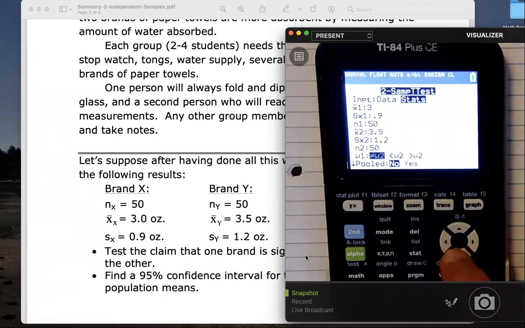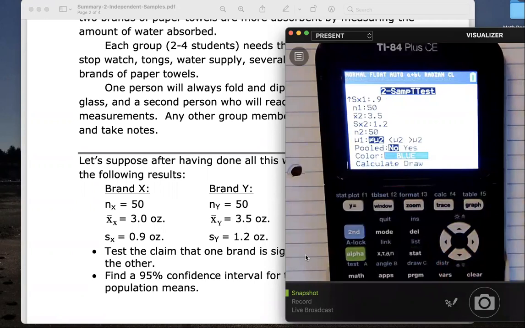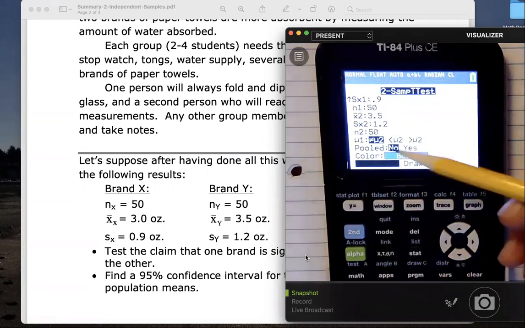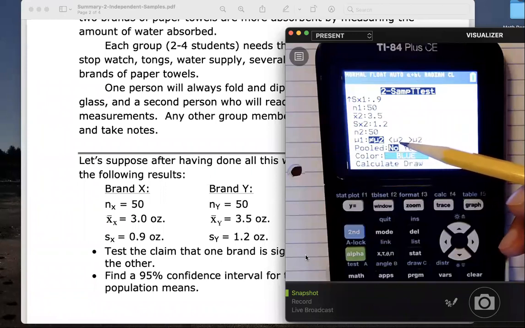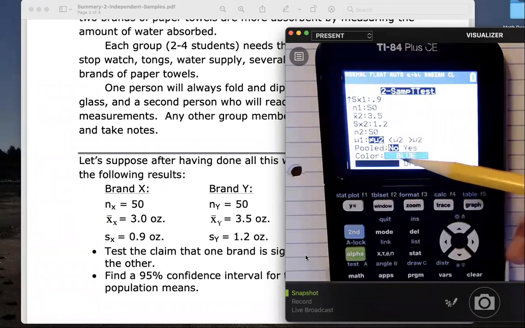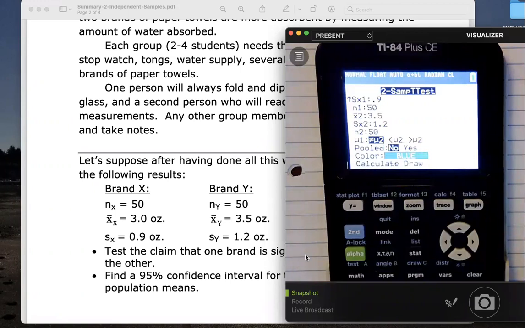Then you see this funny question, really just ignore it. By default, it says no, and we would always have it say no. What that is, it's asking you, if I said yes, I'd be saying that I know that the population variances, which is a very sensitive measure of variability or spread, are the same for these two. And I don't know that, so I always put no for this. And so will you. So just leave it on no and don't give it a second thought. Highlight Calculate, and hit enter.